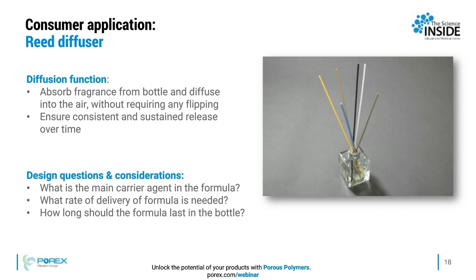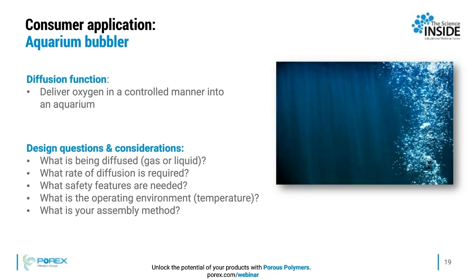A consumer application similar to the bioprocessing spargers are aquarium bubblers. In this case, we're delivering oxygen into an aquarium tank in a controlled manner. Here you want to understand what size of bubbles you want to put into the liquid, how much, at what rate you want to diffuse them in. This will impact the experience and the overall growth in your aquarium. And the pore structure of your diffuse device will be designed to accomplish those delivery rates.